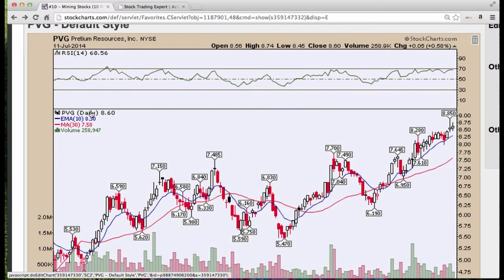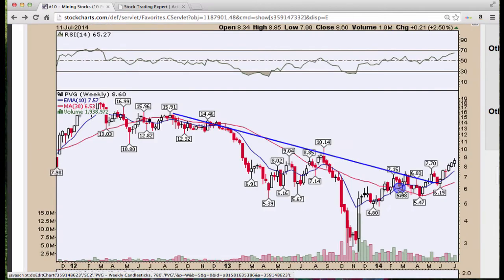PVG, Pretium Resources, looks pretty good, moving above this breakout level here, and you can see a crossover to the upside. We retested that, and now we're continuing to move higher. Let's take a look at the weekly. We had a crossover, we had the test, green candle, and at 6.13 you're up almost 50% at the $9 share mark.